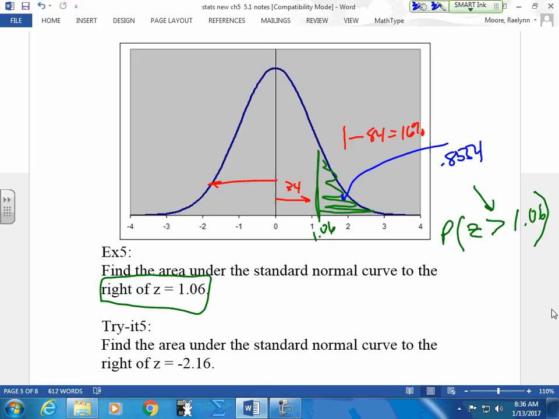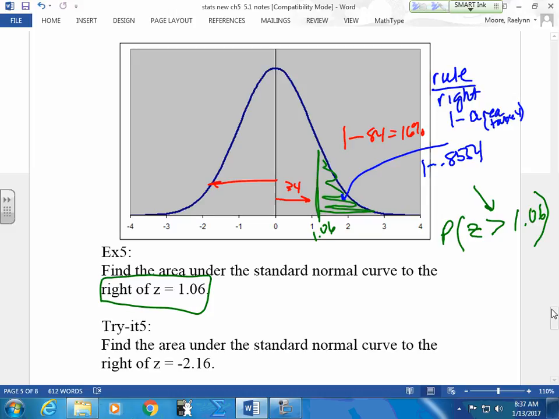So your rule is, when you go to the right, you want to subtract from 1. 1 minus whatever your Table 4 says. So I'm going to subtract this from 1. Just put it in your calculator and subtract it from 1. If you can't find it on your table, I'm going to show you another way to find it in a second. So subtract that from 1.